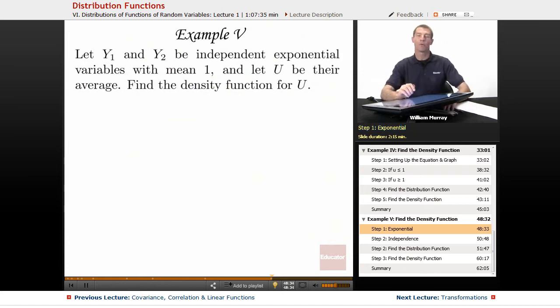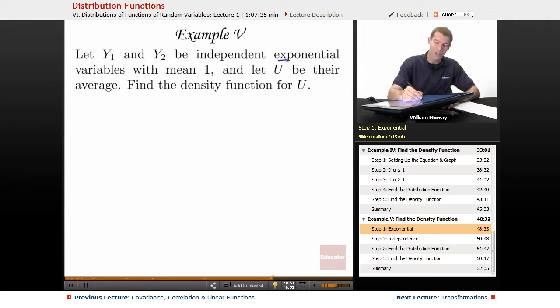So in our last example here, we have y1 and y2 are independent exponential variables with mean 1, and u is their average. And I want to find the density function for u. So there's a lot of words here and not a lot of equations. So the first thing is to try and figure out how do we translate these words into equations.